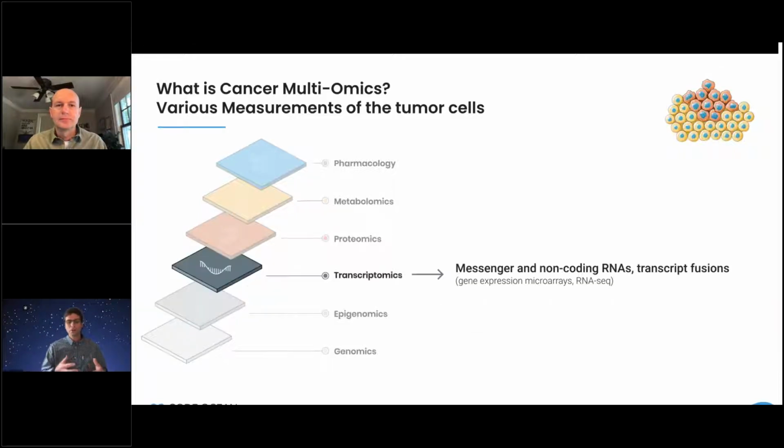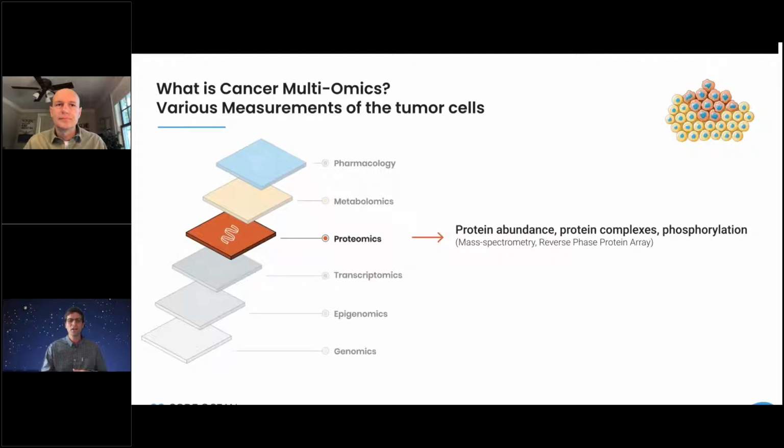And transcriptomics is also a very well established omics layer that a lot of people use to investigate how genes are being expressed, whether they code for protein or they're non-coding, or transcripts may be fused, and again influence how cancer cells will respond to therapy. You can also do it at a proteomics level, looking at the abundance of proteins, the existence of protein complexes, and modification of those proteins.